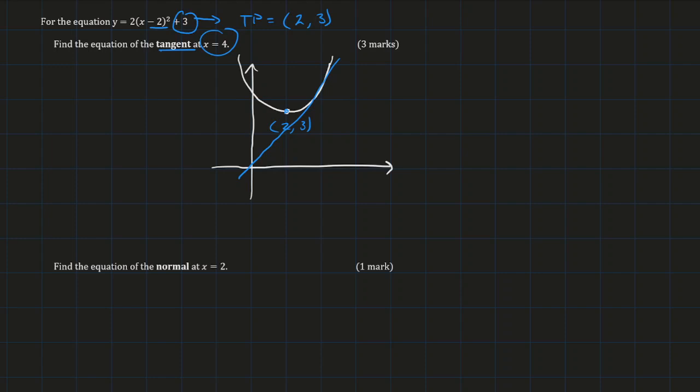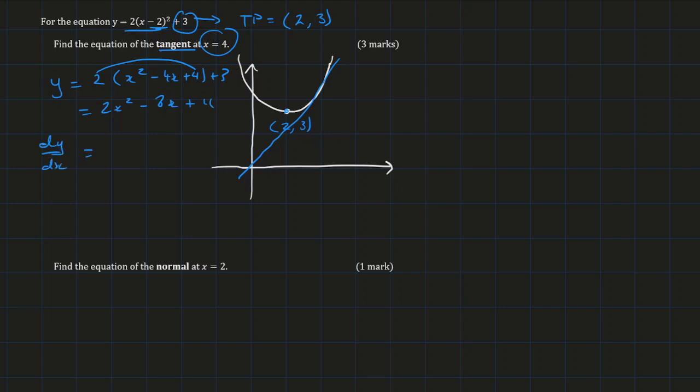So what we'd first have to do is expand out our equation for y. So y is equal to 2 and then (x squared minus 4x plus 4) and then plus 3. So this will be 2x squared minus 8x plus 2 times 4, which is 8, and then plus 3, which is 11. Then from here we can evaluate dy/dx.